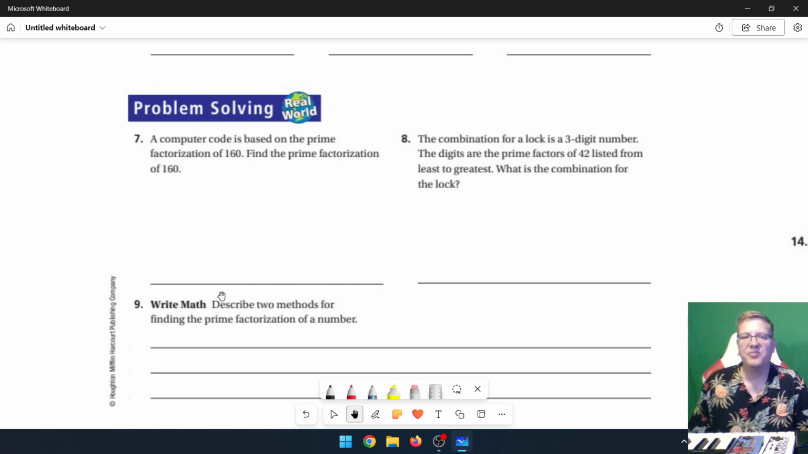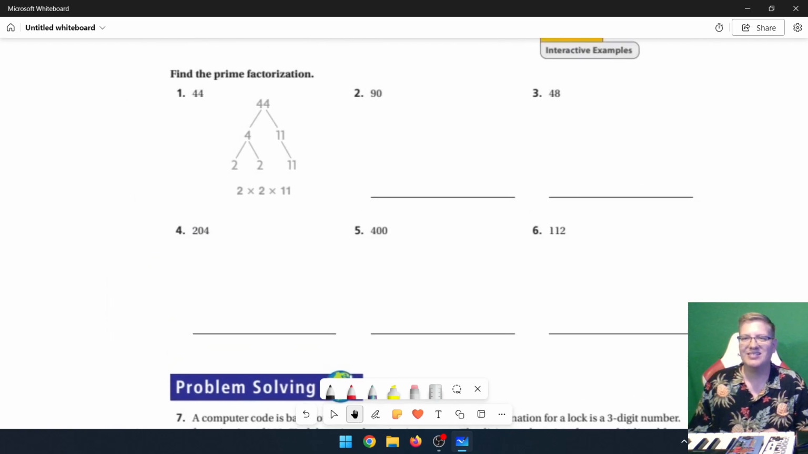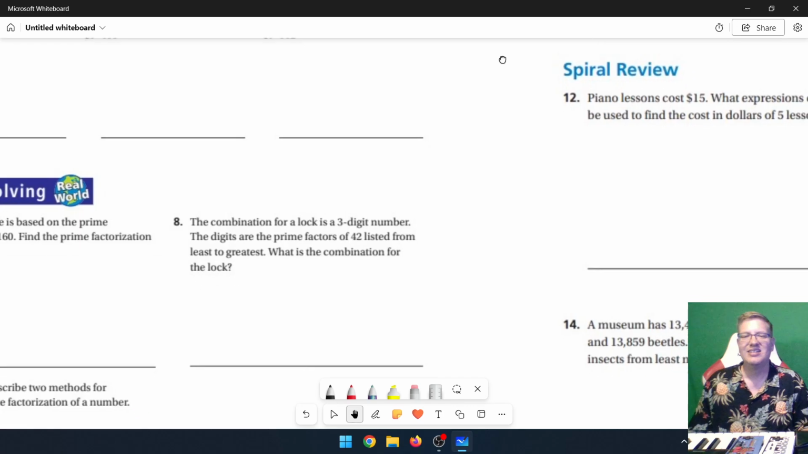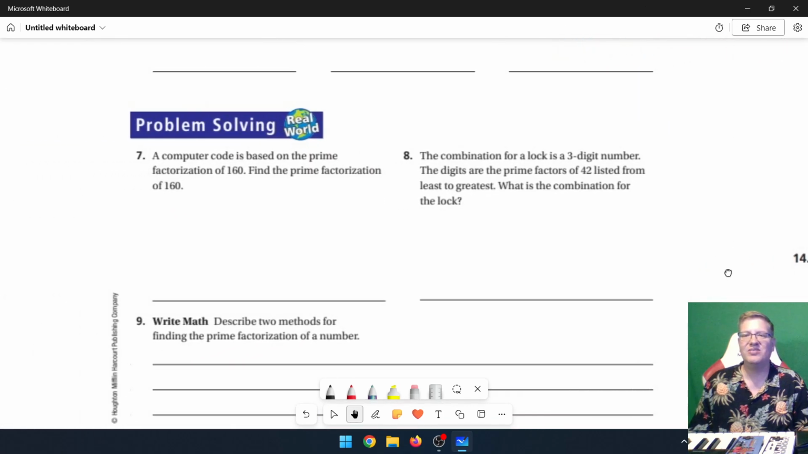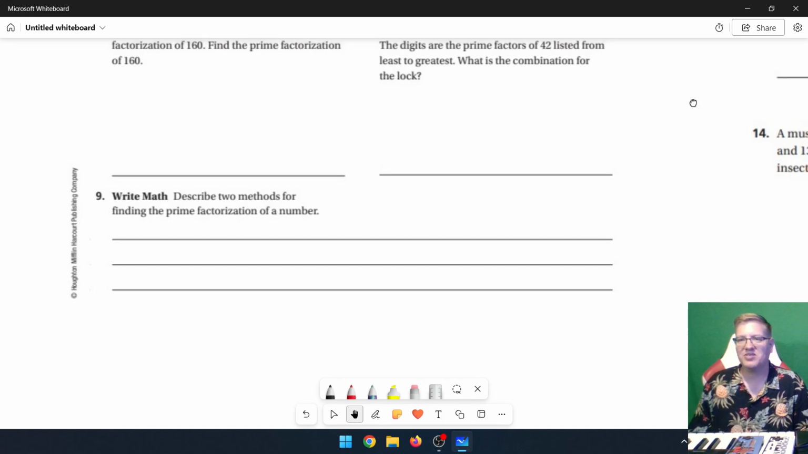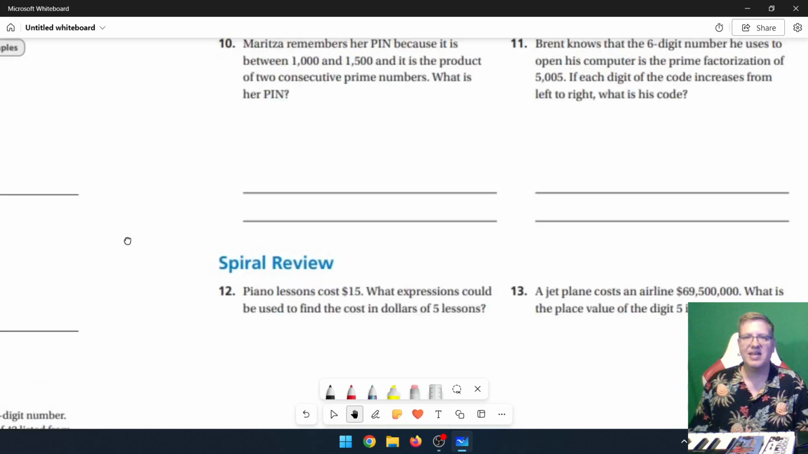Number 9, describe 2 methods for finding the prime factorization of a number. Hint. One of them has to do with this picture. The other one has to do with using the ladder, okay? So if you watch that part of the video, you can put into words how to use both of those pictures or models to do that.